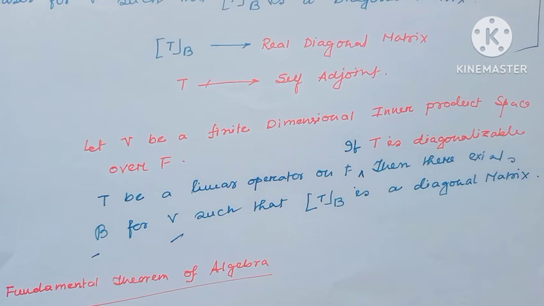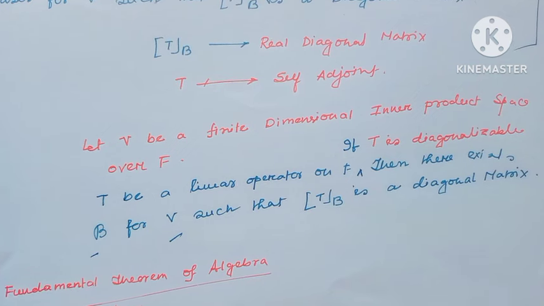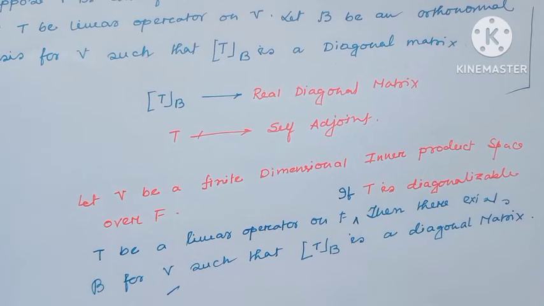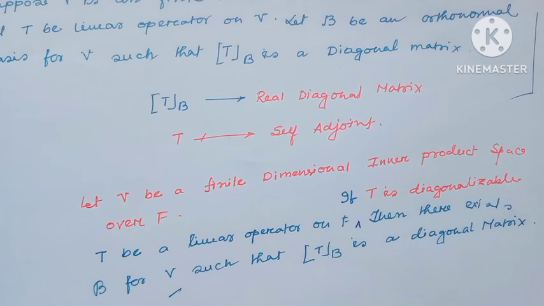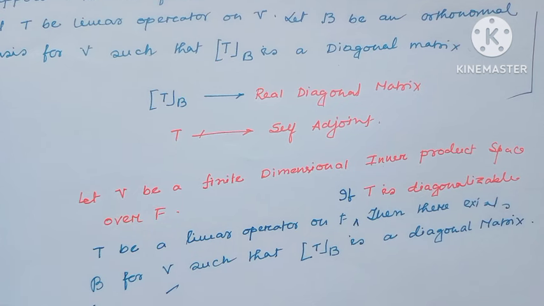That means if there exists beta such that the linear transformation with respect to this beta is a diagonal matrix, then the operator T is diagonalizable. Since for a self-adjoint operator there always exists an orthonormal basis, and with respect to this orthonormal basis the operator's matrix representation is a diagonal matrix, obviously this operator is diagonalizable. So a self-adjoint operator is always diagonalizable.